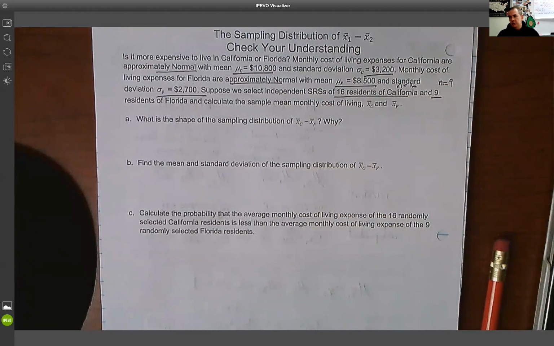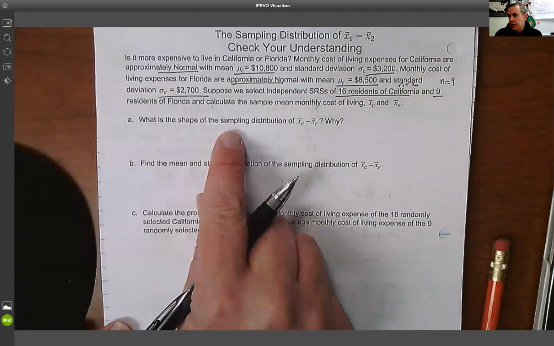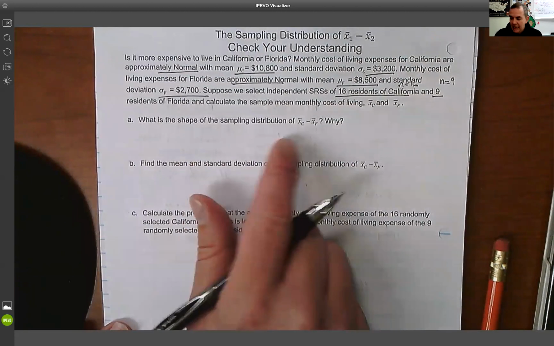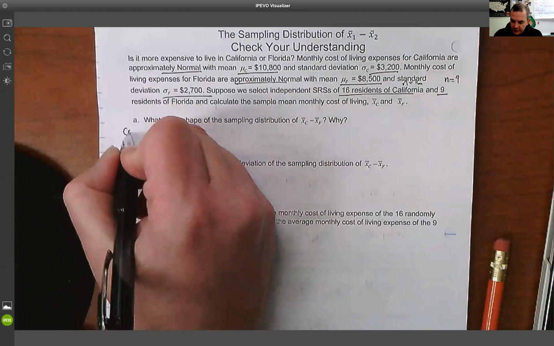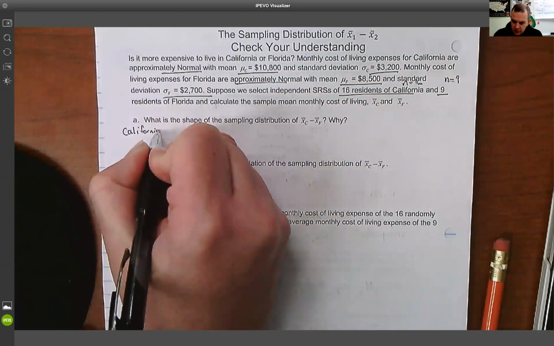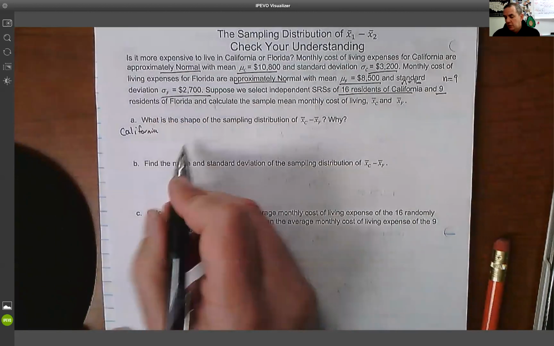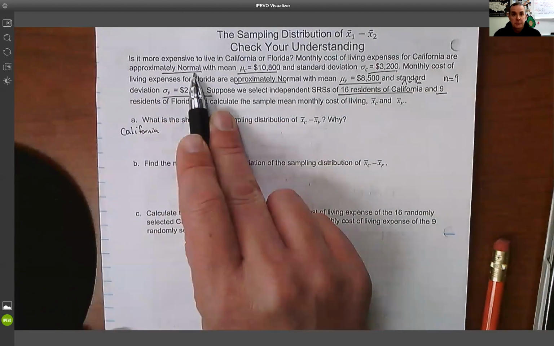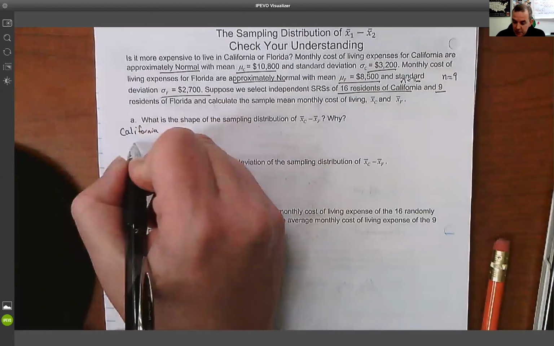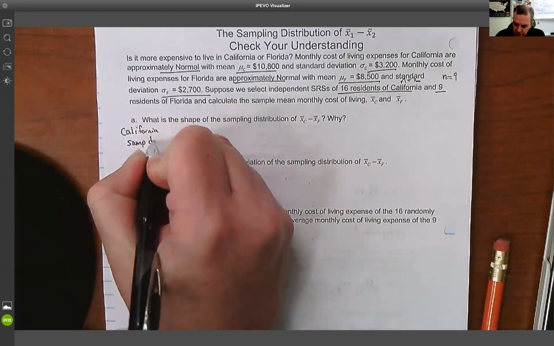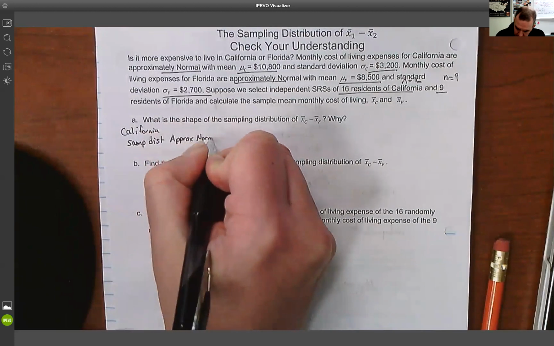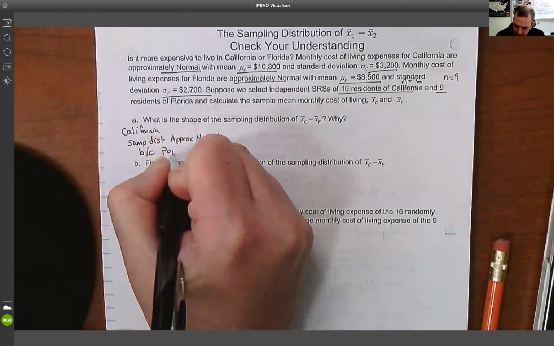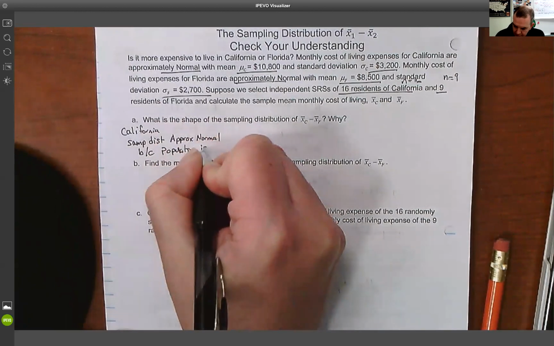So in this case, we want to do the same idea. We want to check the shape of the sampling distribution of the difference. Well, I've got to look at each one individually. So is California's sampling distribution approximately normal? Well, it says that the population is approximately normal, so that means the sampling distribution is approximately normal, because the population is approximately normal.